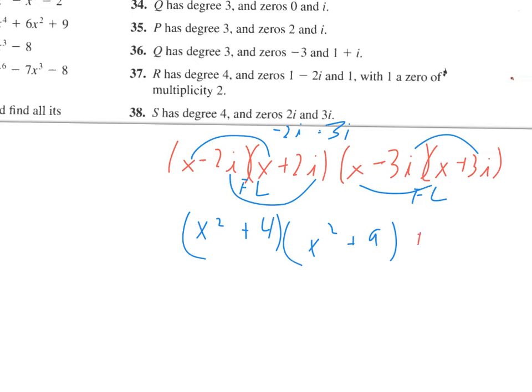So now I need to multiply these together, and these are not conjugates, so this will require a full FOIL. And so it's x to the fourth, 4x squared, and 9x squared is 13x squared.